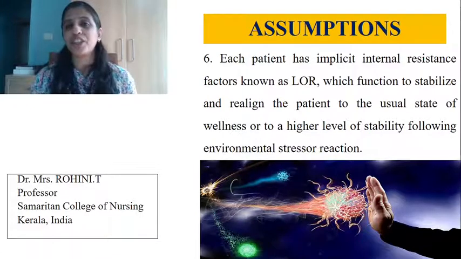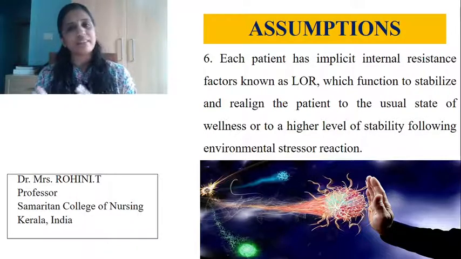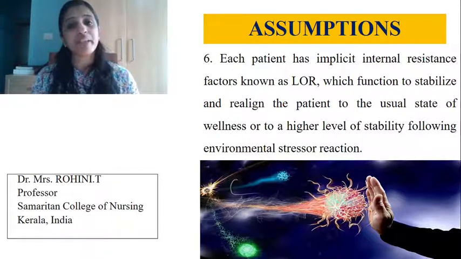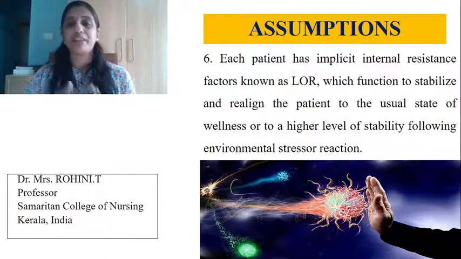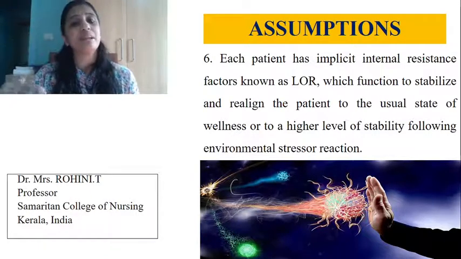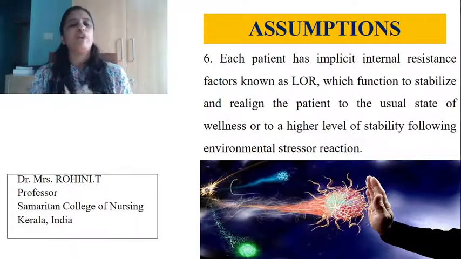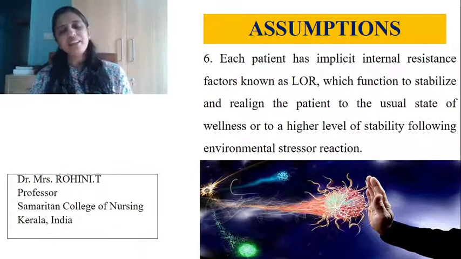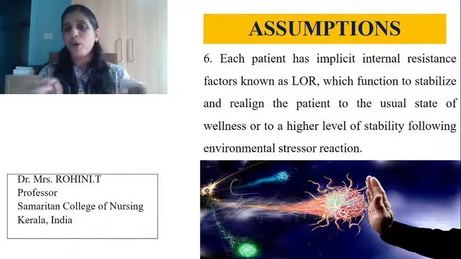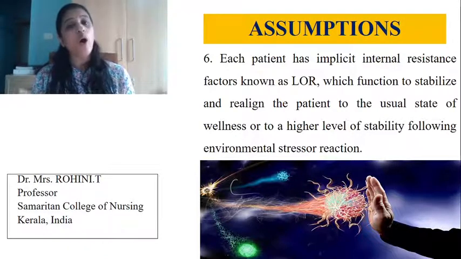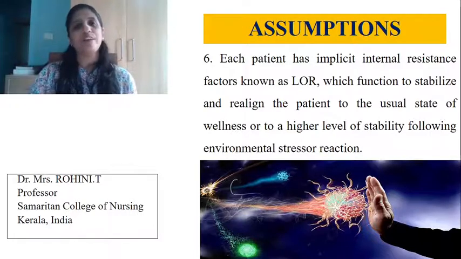I'll give you another example. A person is suffering from chickenpox. We know chickenpox is a viral infection. Once a person suffers from this viral infection, after the treatment, the person comes back to normal. Sometimes for this person who has already suffered a viral infection, the immunity is very high. Again, this person may not suffer from the same viral infection. So there is a higher level of stability following the environmental stressor reaction. So the key point is this: the line of resistance helps a patient to come back to a normal level of stability or even to a higher level of stability.